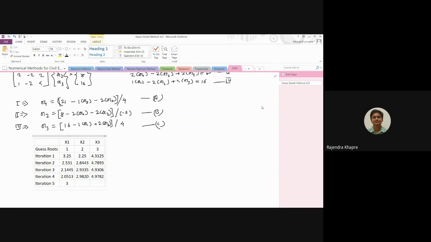5, 4. Is it the same? Good. 2.9935. Is it so? Correct. So now you see, yes, we are coming closer to the solution. Any guesses what the final answer will be? 2, 3 and 5. Okay. Go for one more iteration.